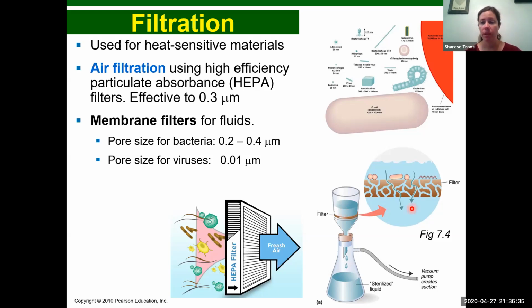So that's it. Then we also have air filtration. And so we usually use a HEPA filter, and that will filter out any microbes that are in the air.